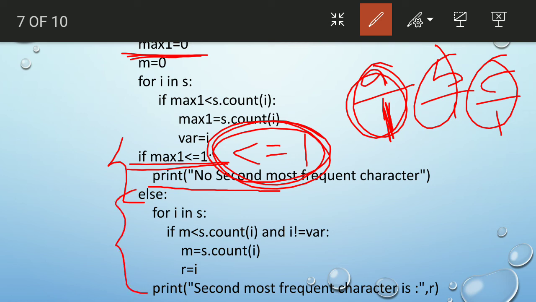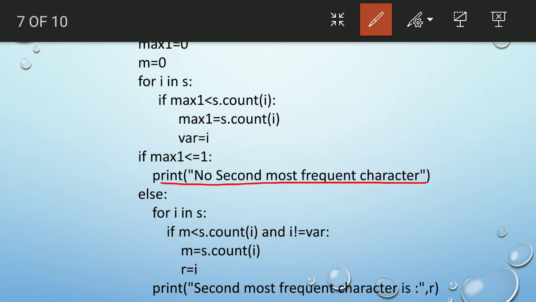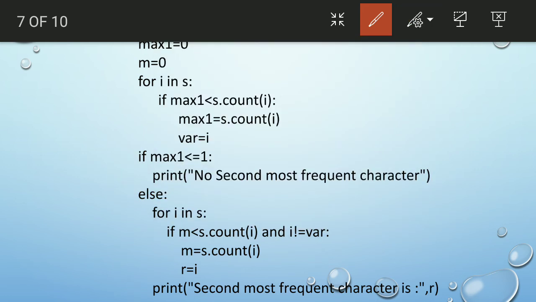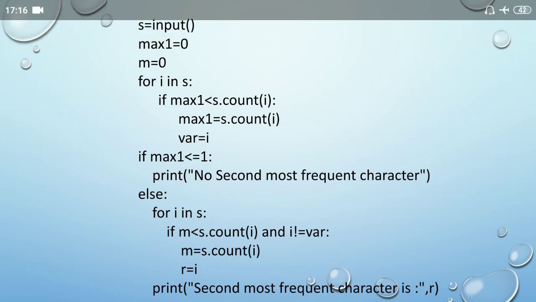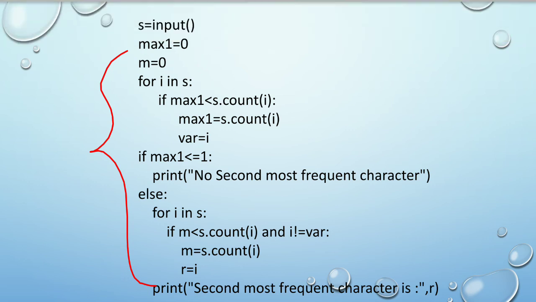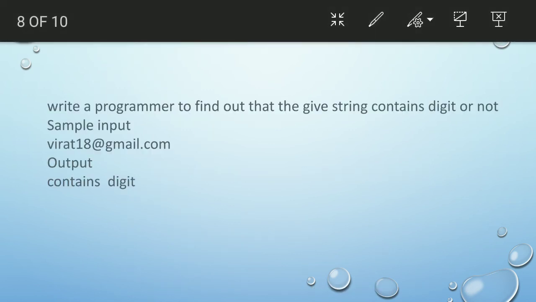But if it occurred once or less, then there will be no second most frequent character, and the output will be printed for this one. If max1 contains a value more than 1, then it will go to the else part. Otherwise, it will print that there is no second most frequent character. When you trace this whole program with the input I had given, you will understand it clearly. It's a good question. Next question, it's also a good one.